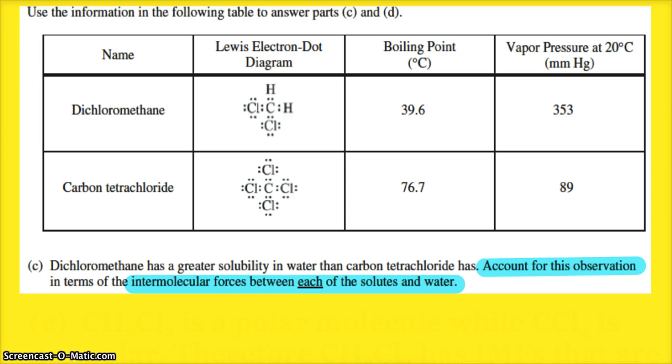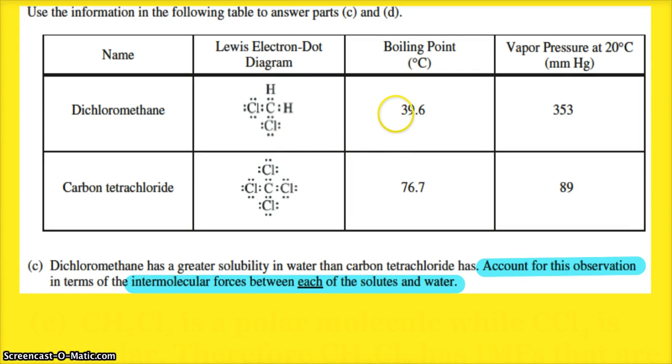Alright, so now part C and D. Here I have dichloromethane and carbon tetrachloride. I see carbon-hydrogen bonds, which are nonpolar. The carbon-chlorine bond is polar. But then you should also start to notice, there's 2 of them here versus 4 here. And hopefully you remember, carbon tetrachloride, yes, there's polar bonds, but the molecular geometry, they all cancel out. The tetrahedral formation makes that a non-polar molecule.